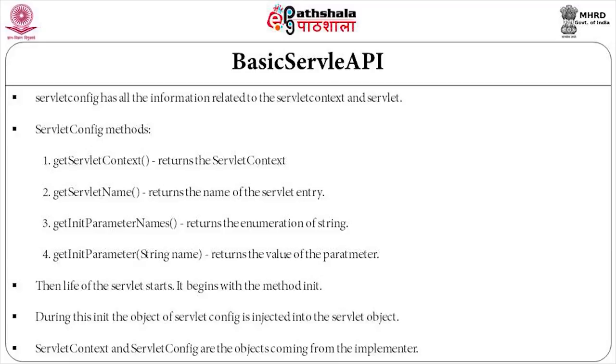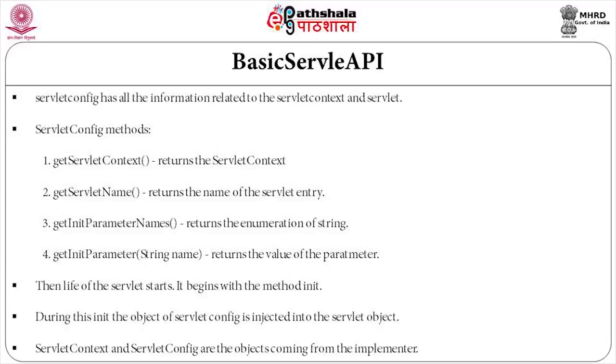If you look at the methods in servlet config, servlet config is making available the servlet context. This is the getServletContext method, which returns the servlet context. What is the information between servlet and /servlet? We have a servlet name. For this servlet config object created corresponding to a servlet, we have the method getServletName to return that servlet name entry, the name by which the object of the servlet was identified.